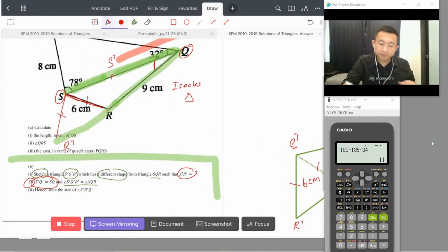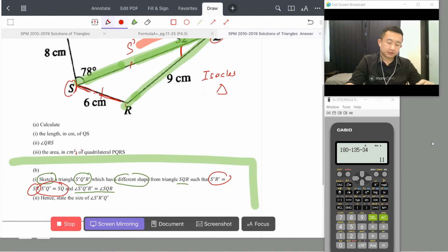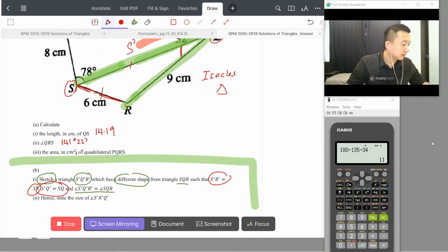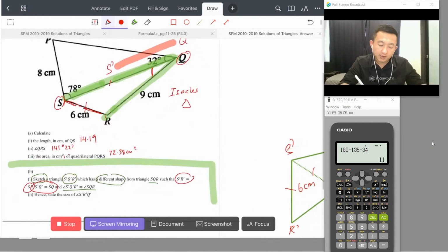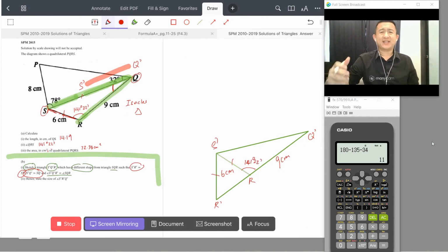Just now, part A, you should have known some of the question here. Now part A, let's look at the answer here. What is the length of QS? 14.19. Angle QRS, 141 degree 22 minutes, and 72.38 cm squared. So QRS here is 141 degree 22 minutes. You can put it there, and that's how you sketch it up.